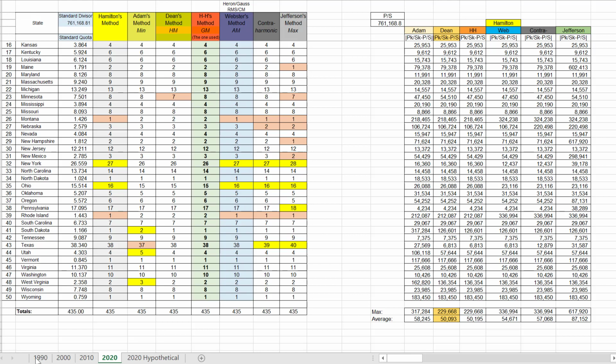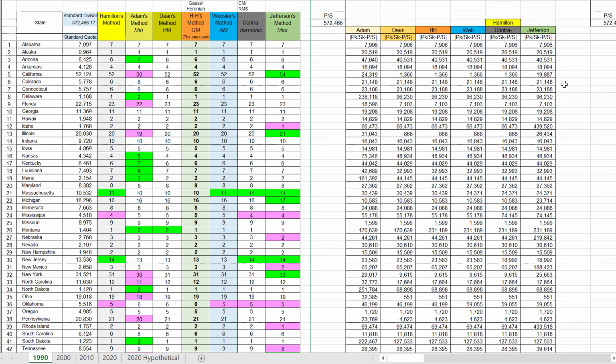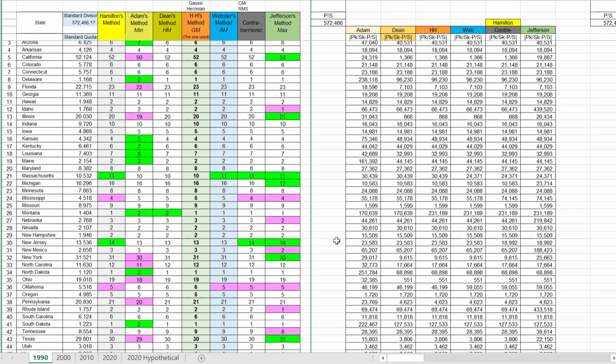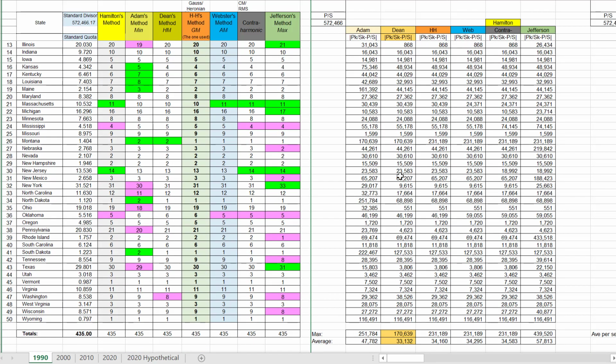If I go to say 1990, again, so how far away each state, its people per seat from the country's in absolute value, just find that difference there. Dean, or rounding by the harmonic mean, is guaranteed to minimize that. So that's another nice way. So you want it to be as close as possible, each state, to the country's average.